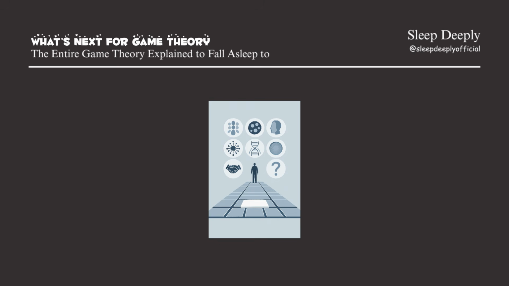For decades, the field focused on clean, structured problems, a handful of players, fixed rules, and predictable choices. Those models explained auctions, negotiations, elections, and other well-defined scenarios. But real life is rarely so neat. People change their minds, new competitors emerge, and rules evolve. That's why the future of game theory is shifting toward models built to handle complexity, uncertainty, and constant change.